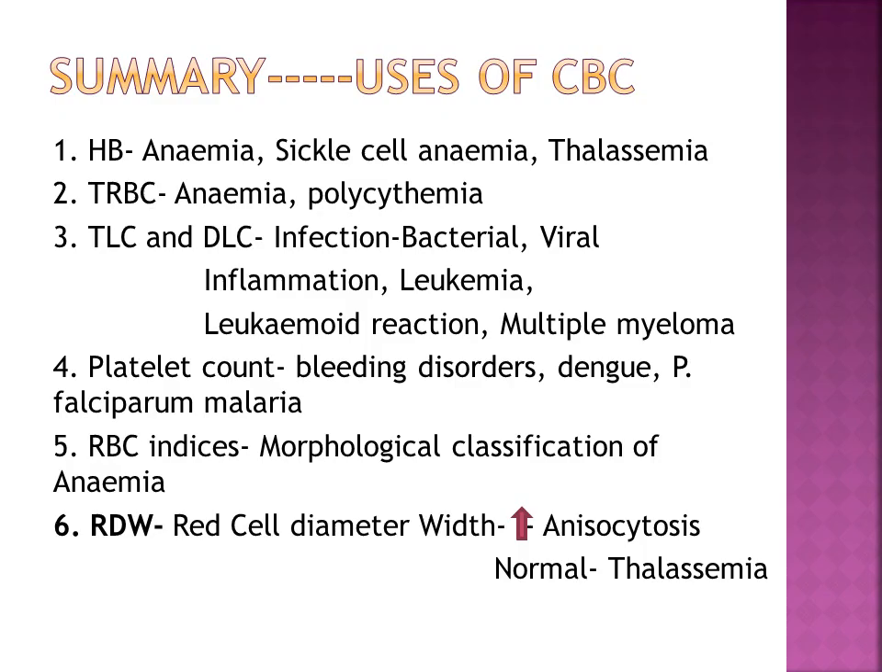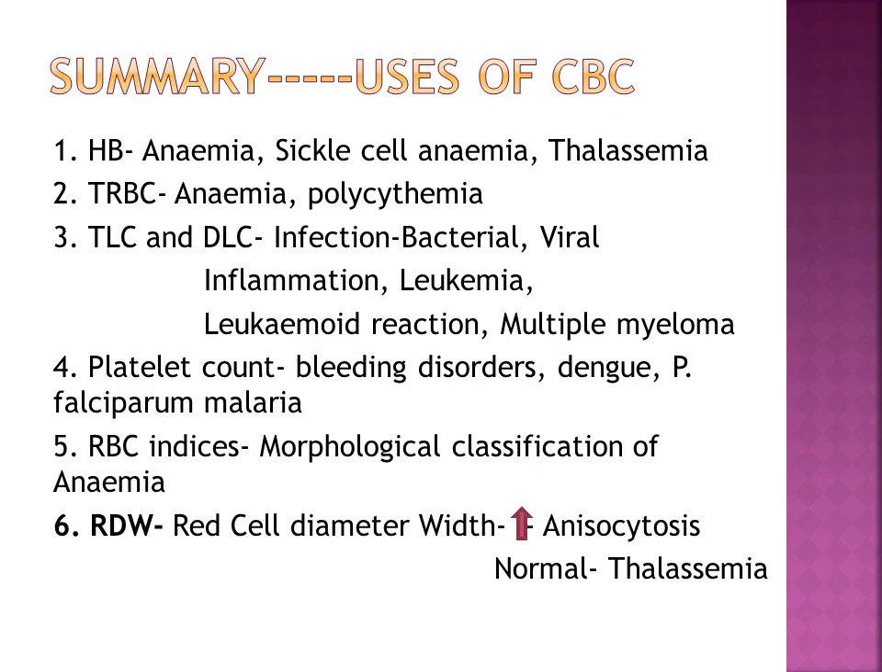So to summarize the uses of CBC, that is complete blood cell count. So hemoglobin helps to know the anemia and which type of anemia can be sickle cell anemia, thalassemia, megaloblastic anemia, iron deficiency anemia. Then total RBC count helps in knowing the anemia, polycythemia, and then RBC different morphologies. Then total leukocyte count and differential leukocyte count helps to know the infection, inflammation, leukemoid reaction, multiple myeloma or leukemia. Platelet count helps in bleeding disorders like dengue or falciparum malaria.